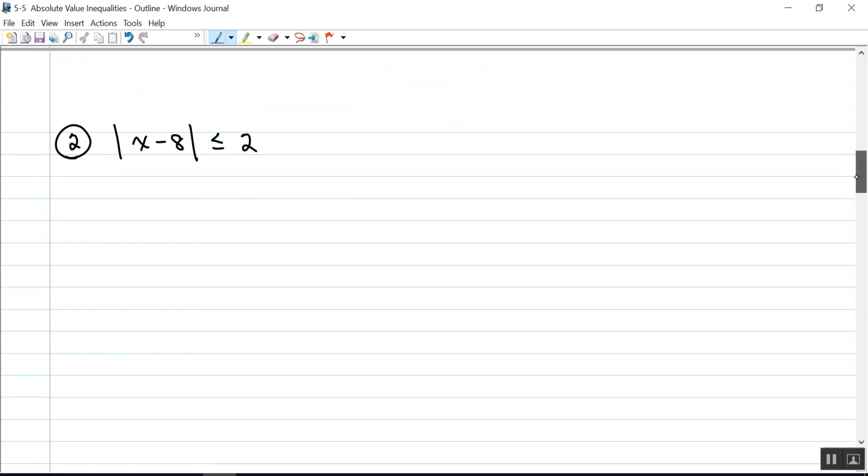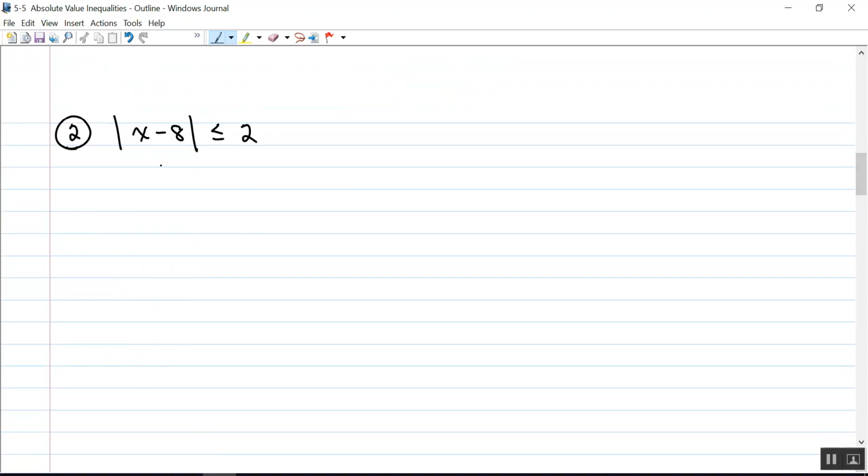Let's take a look at another example here. I have the absolute value of x minus 8 is less than or equal to 2. It's a less than, so it's going to turn into an and. Copy the problem without the bars. So x minus 8 is less than or equal to 2. Put another less than or equal to sign in front of that and put a negative 2 in front of that.